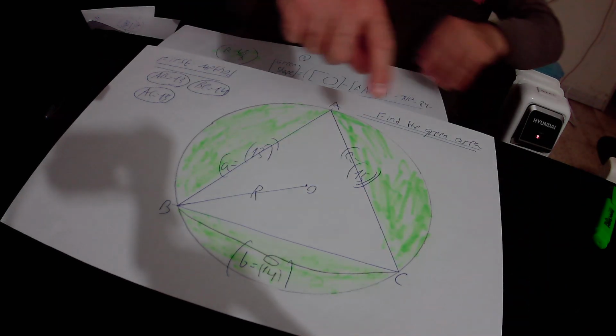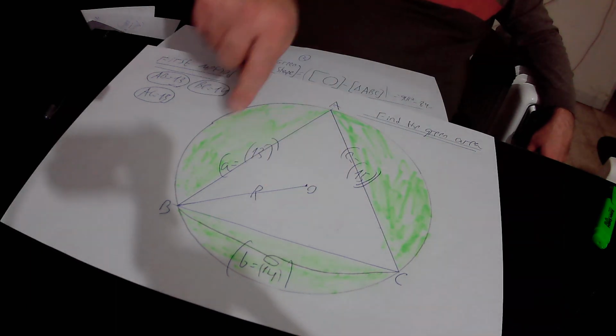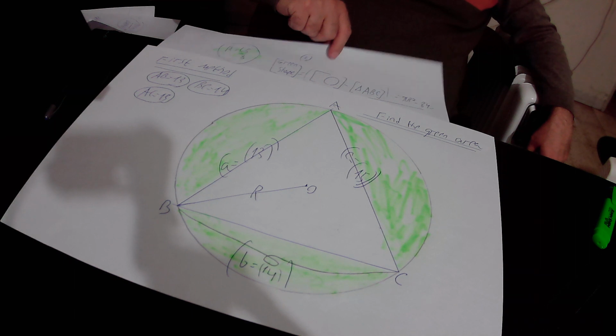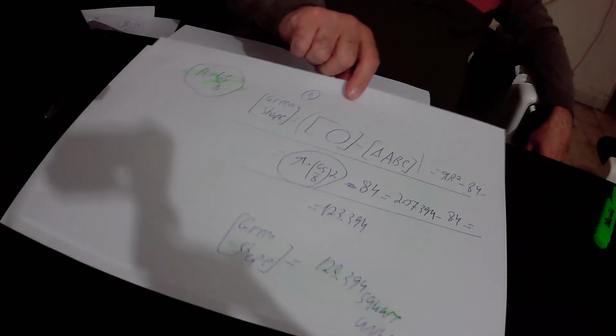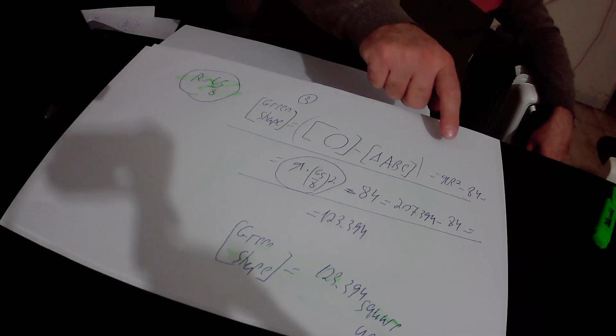What is the area of the green shape? From the drawing it is very easy to see that the area of the green shape equals the area of the circle minus the area of this triangle, triangle ABC. I repeat again, the area of the green shape equals the area of the circle minus the area of triangle ABC. The area of the circle is pi r squared.